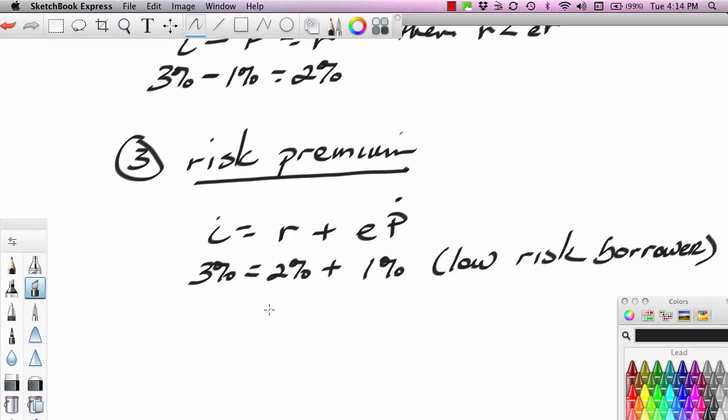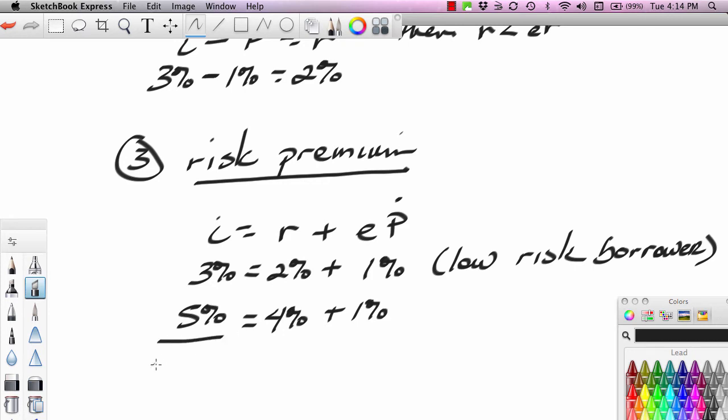But let's say that there's another borrower out there who's riskier. Riskier means less likely to repay the loan. The probability is higher the person will not be able to repay the loan. Well, in that case, I'm not going to charge them 2%. I'm going to want a higher real rate of return. I'm going to build in a risk premium. And so I'm still expecting 1% inflation, but I'm going to charge this borrower 5%, not 3%.